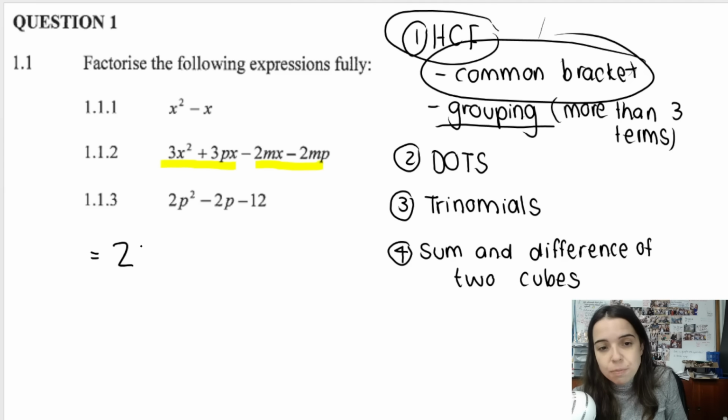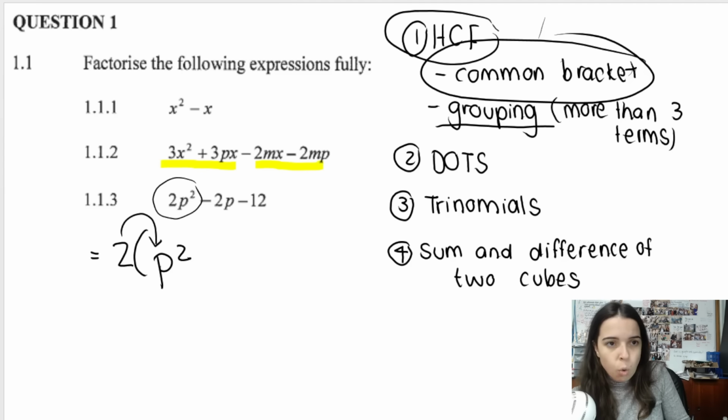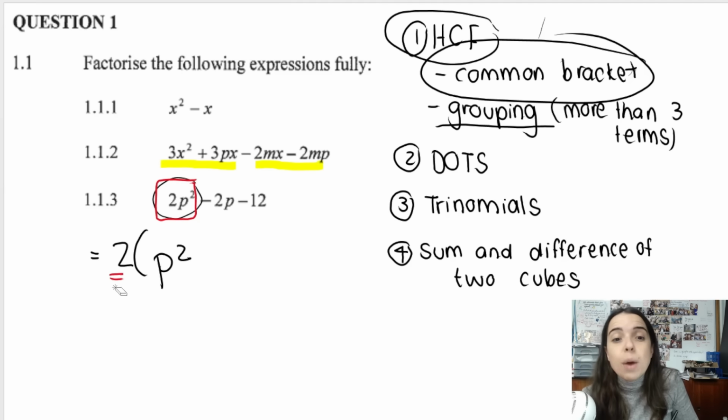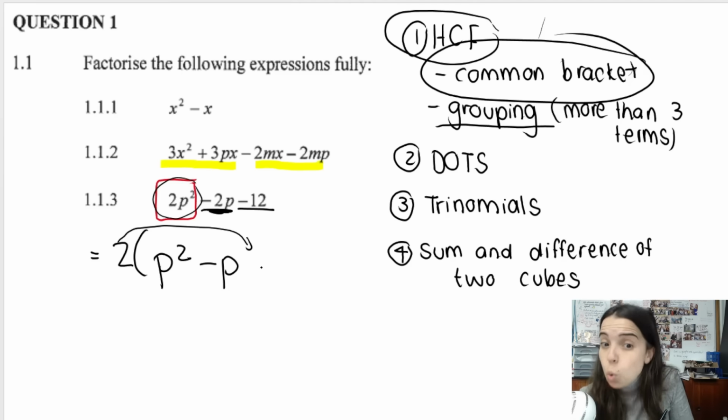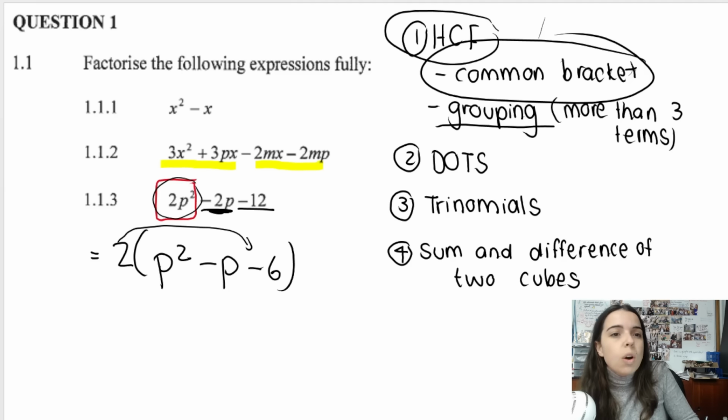So take out 2, then you open your leftover bracket. 2 multiplied by what must give me 2p squared? This must be p squared. Or again, you can ask yourself, what is 2p squared divided by 2? You're left with p squared. Whichever way makes more sense to you. 2 multiplied by what must give me negative 2p? So that is negative p. And then 2 multiplied by what must give me negative 12? Negative 6. Or, as I've mentioned earlier, you can say, what is negative 12 divided by 2? You get negative 6.